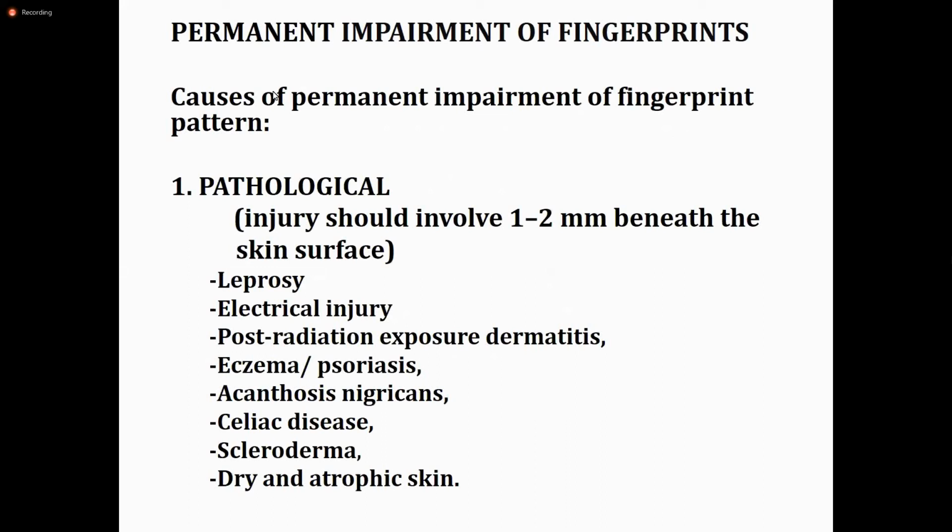Now, one thing a little bit different, there is sometimes a temporary loss in eczema, psoriasis, acanthosis nigricans, celiac disease, scleroderma, and dry and atrophic skin. There is a temporary variation in the size and pattern in the below 4. The permanent variation occurs usually in leprosy, electrical injury, and post-radiation exposure dermatitis, the above 3.